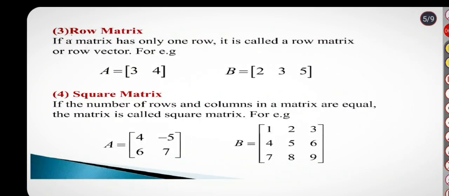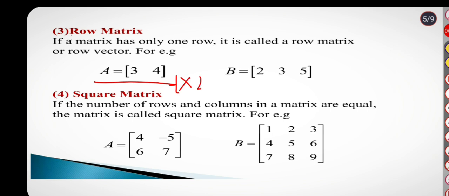Row matrix and square matrix. Like a column matrix, which has only one column, if a matrix has only one row, it is called a row matrix or row vector. For example, A equal to 3 4, there is only one row with two columns. The order of this matrix is 1 cross 2.